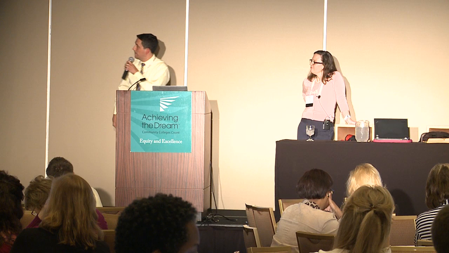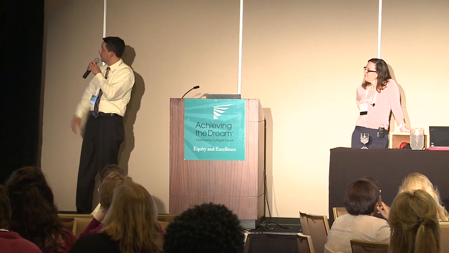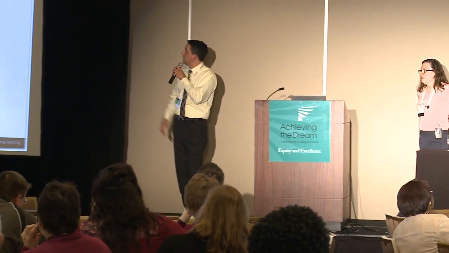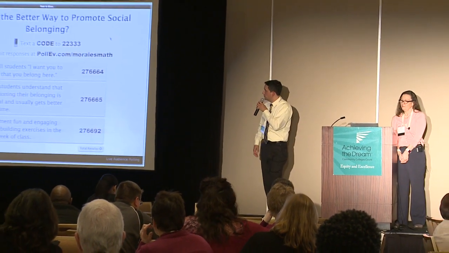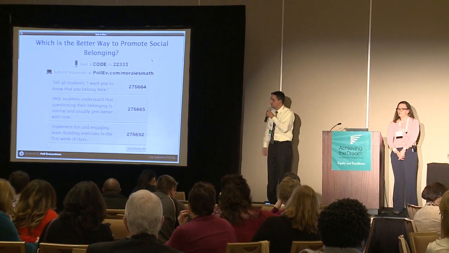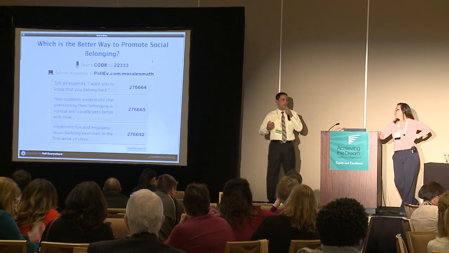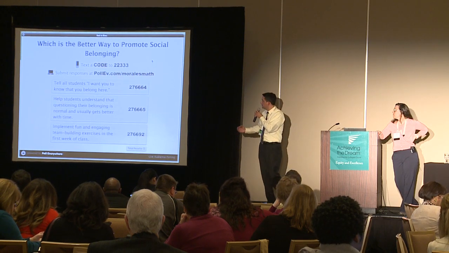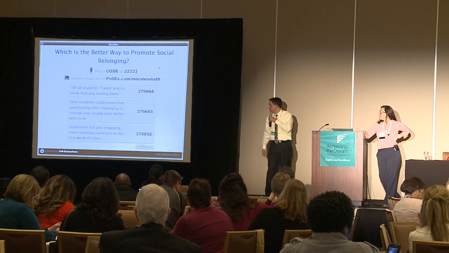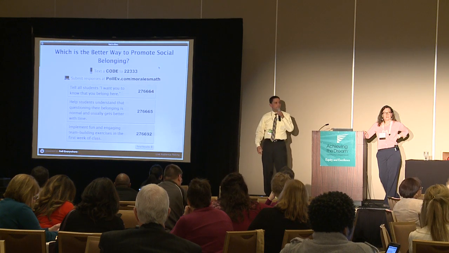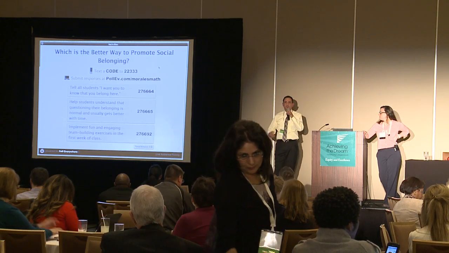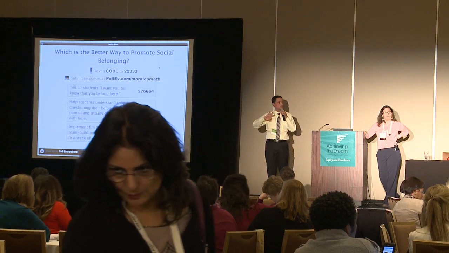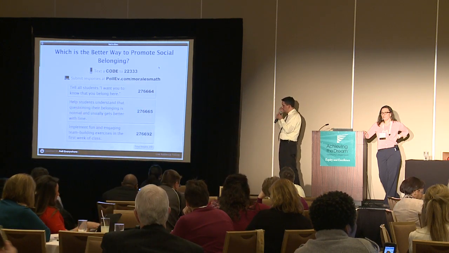We're going to ask for your best response to this question related to this second driver. What do you think is a better way to promote social belonging in a developmental math classroom? Choice one, tell all the students, I want you to know that you belong here, reaching out to students and communicating that message to them. Option two is to help students understand that questioning their belonging is normal and usually gets better with time. And the third option is to implement fun and engaging team building exercises in the first week of class. So those are your three options. We'll give you a minute to respond.